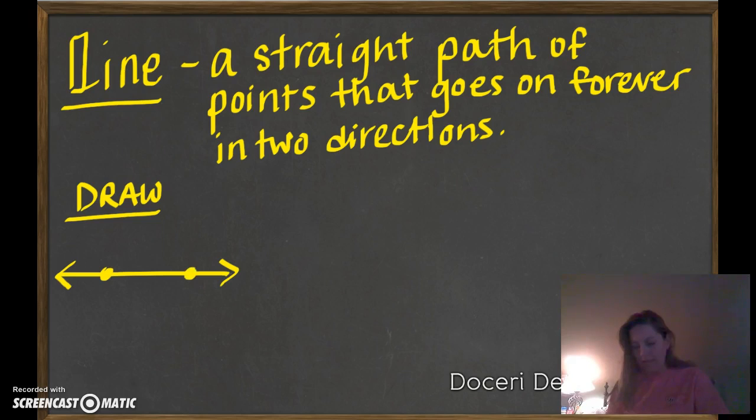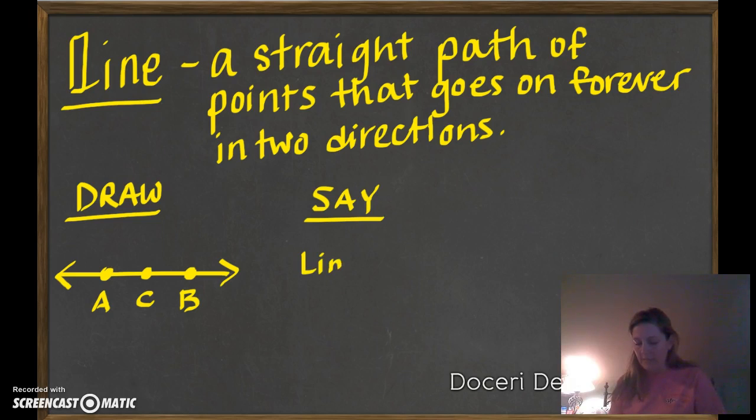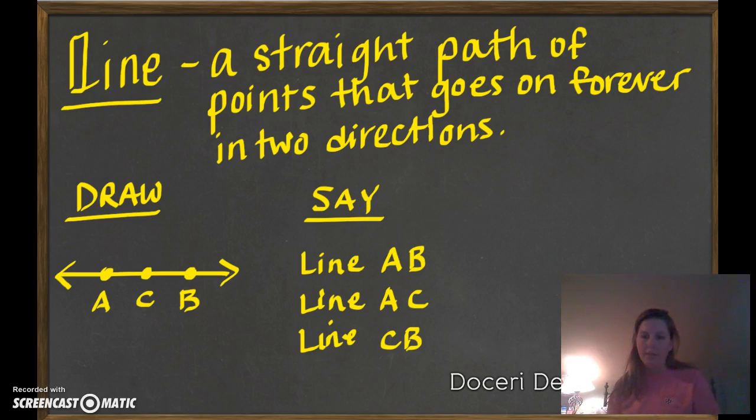And a line has an infinite, never-ending number of points on it, but you would typically see at least 2 points labeled on a line. You may even see 3 points labeled on a line. And you can use any 2 points on that line to name it. So if I want to refer to this line, I would say line AB. Or I could say line AC. Or I could say line CB, because those are all points on this line.